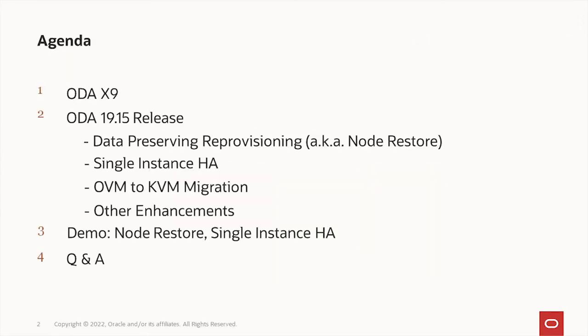So for the agenda, we'll talk about the X9 first, the Oracle Database Appliance X9. Then on the next session, Paul is going to give you an update on the 1915 release. The key features or points are the data preserving reprovisioning, which is also known as node restore, single instance HA, OVM to KVM migration, and several enhancements that also came in this release. Then after that, we'll give you a quick demo on node restore and the single instance HA, and then we can go into the Q&A session.